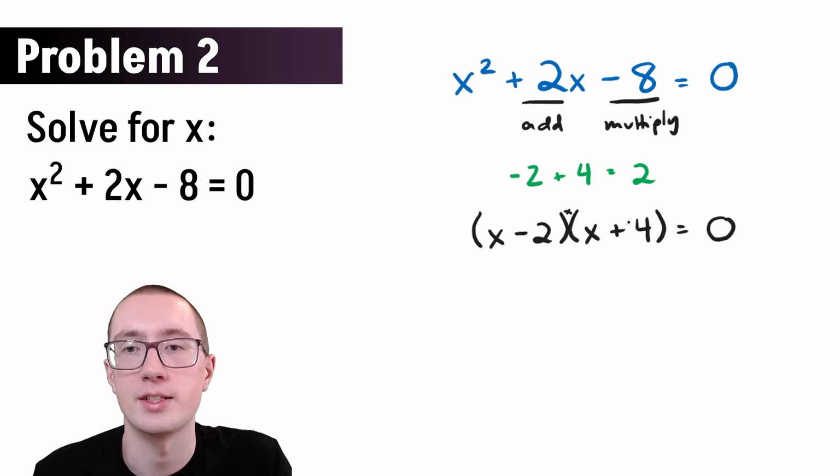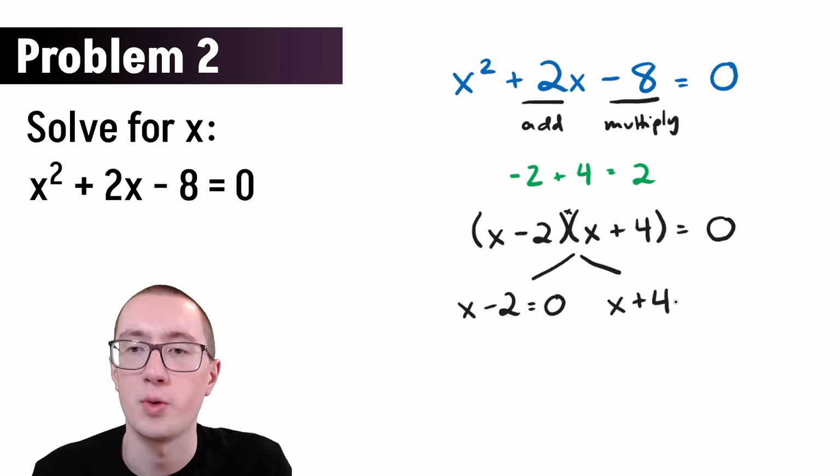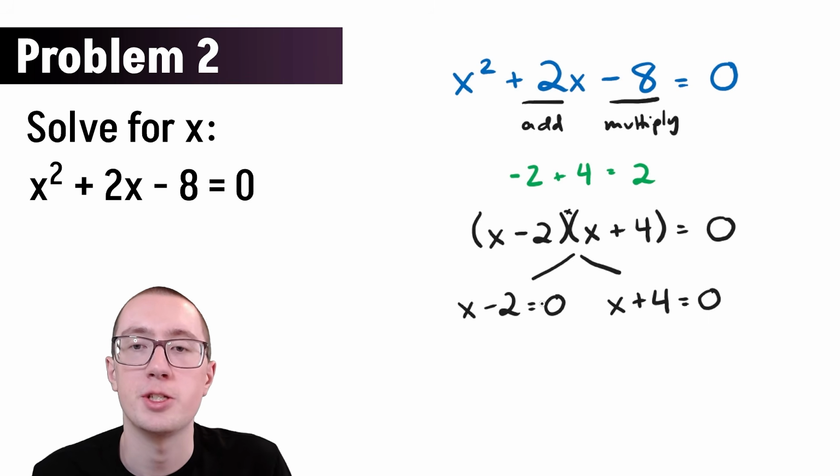So there are two ways that this equation can be equal to 0. So we're going to split this up into x minus 2 equals 0 and x plus 4 equals 0. We can only do this because the equation is equal to 0. So now we just need to solve for x in each of these individually.